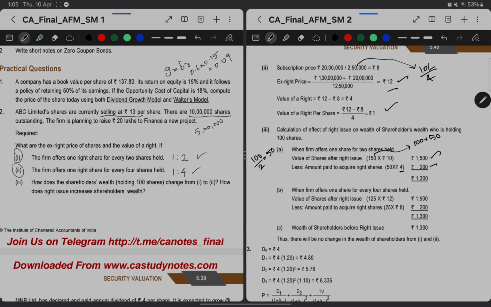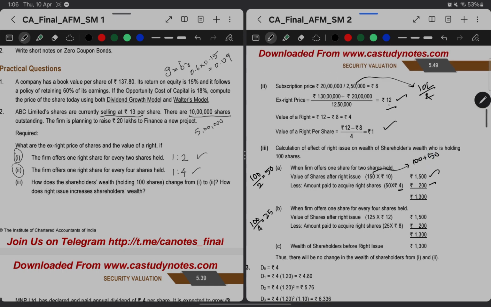Now in the second requirement, since it is for every 4 shares 1 right was issued, so 100 divided by 4 equal to 25. Now this 25 will get added to the existing 100 shares. 125 into the ex-right price of 12 rupees. So 125 into 12, which is 1500. Same, to acquire these 25 extra shares, we have paid 8 rupees subscription price as per the second requirement. So 25 into 8, 200, which you have to reduce. Reducing that, the value will be 1300.